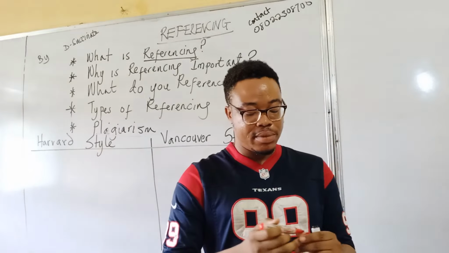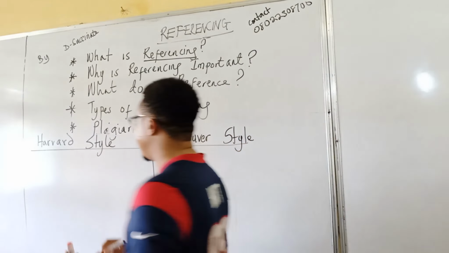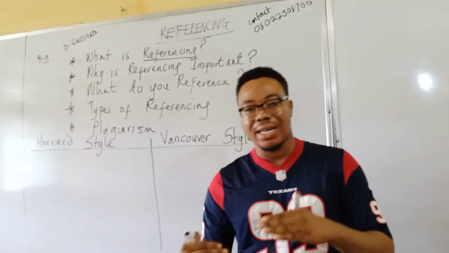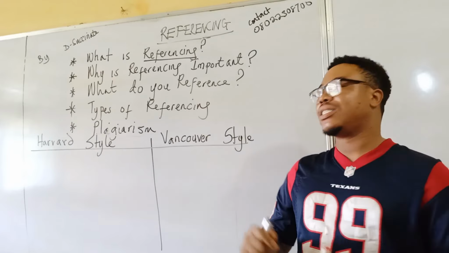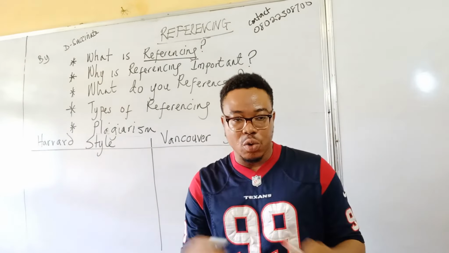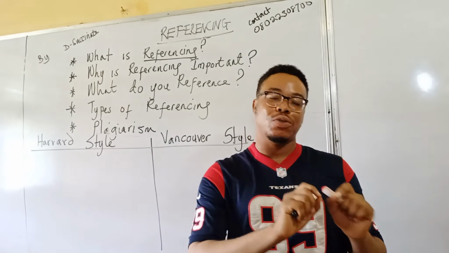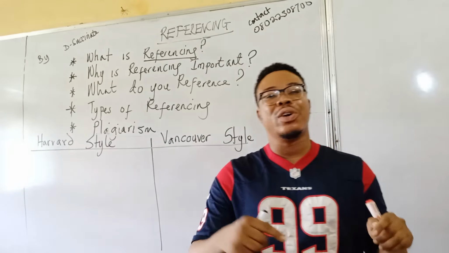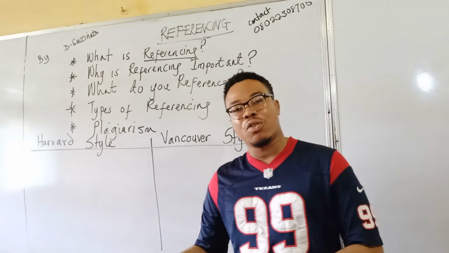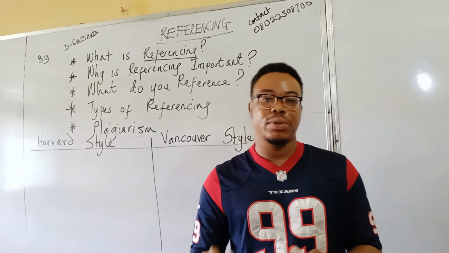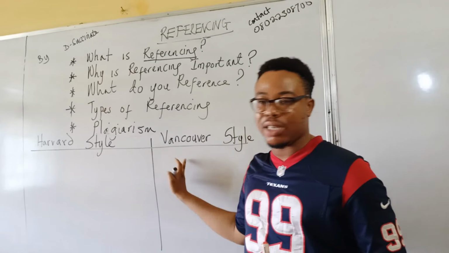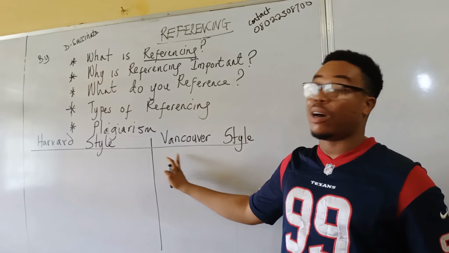Then for the Harvard, in referencing, there are two important parts of referencing. There's the in-text citation and there's the reference list. In-text means the references that are found within the text of a research or a write-up. So when you are referencing, you have to reference in between the lines. And also when you are done with that, you have to reference at the end of the write-up or the research. Please take note of that. For those two, there are different ways of referencing them, the Harvard and the Vancouver, that I will discuss here.